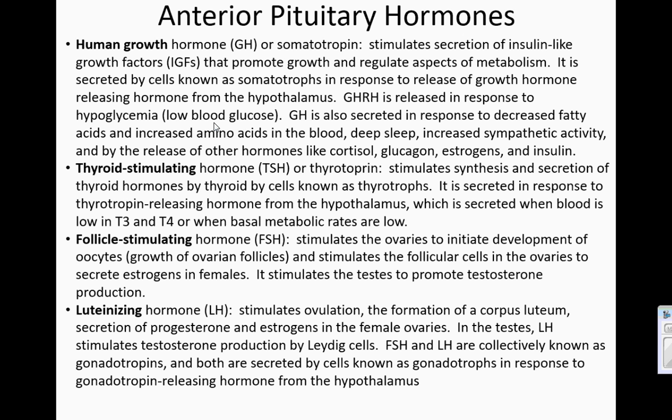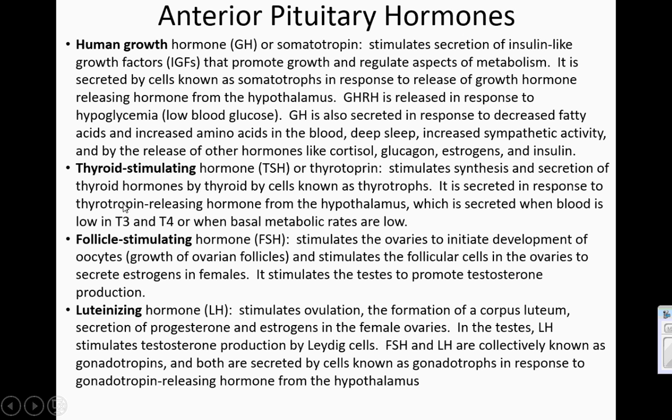Okay. We also secrete it in response to decreased fatty acids, increased amino acids in our blood, deep sleep, any increased sympathetic activity, and the release of hormones like cortisol, glucagon, estrogens, and insulin. So there's just a few effects, but a lot of stimulus for secretion here. TSH, thyroid stimulating hormone, is also known as thyrotropin because it's released by cells called thyrotropes. Does exactly what it sounds like. It stimulates the thyroid and stimulates the secretion of hormones from the thyroid.